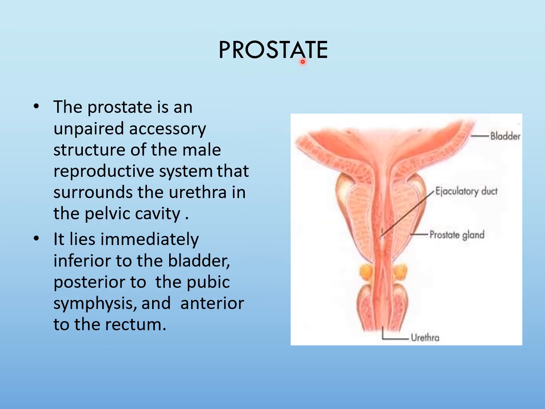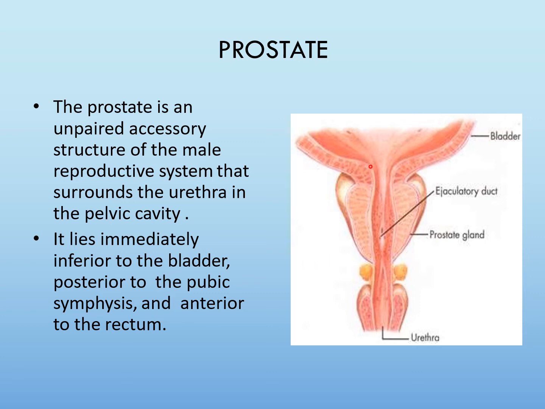Coming to the prostate. The prostate is an unpaired accessory structure of the male reproductive system. It surrounds the urethra in the pelvic cavity. It lies immediately inferior to the bladder, posterior to the pubic symphysis and anterior to the rectum.